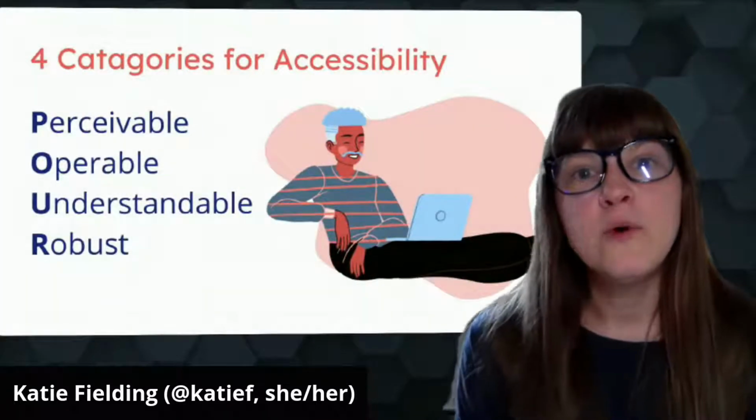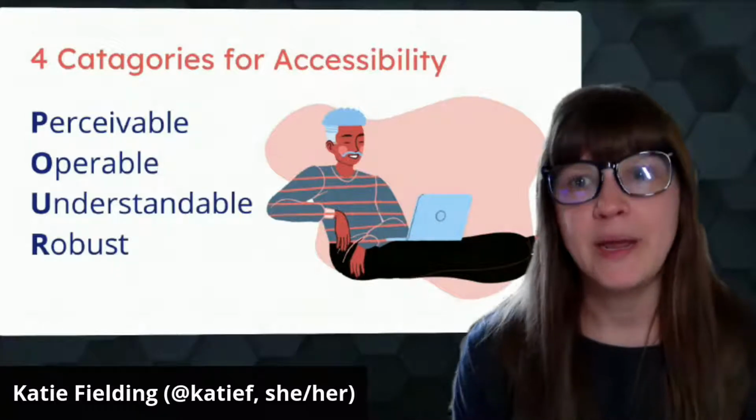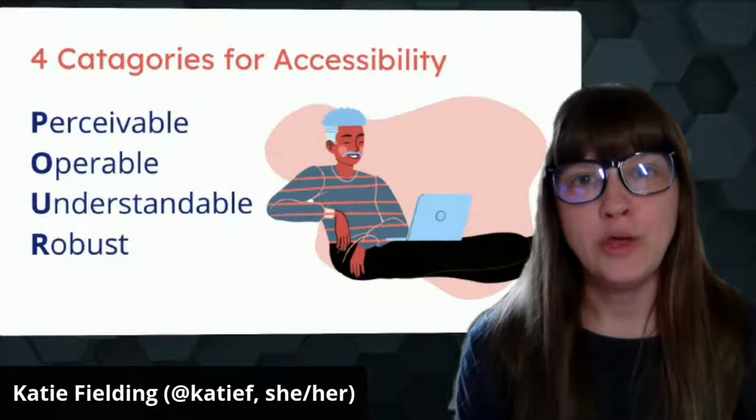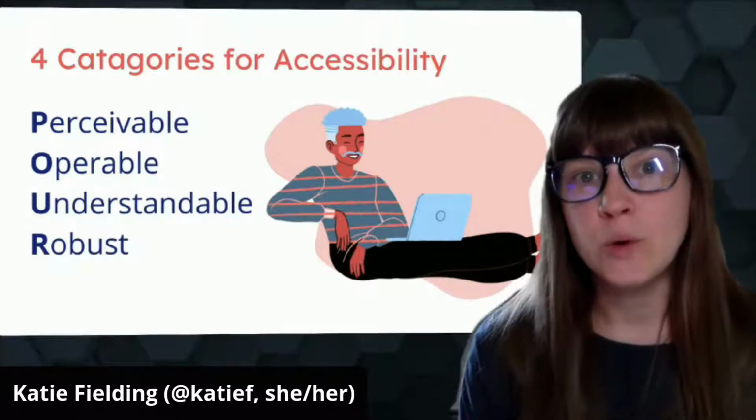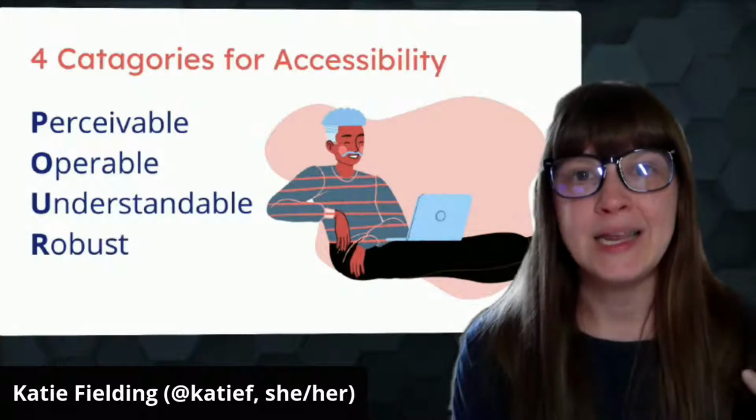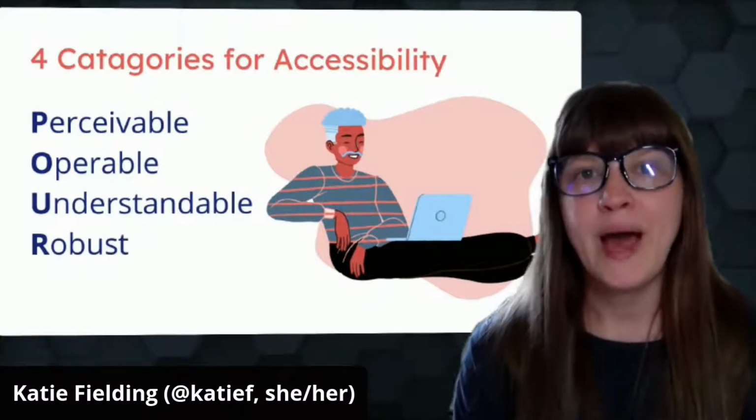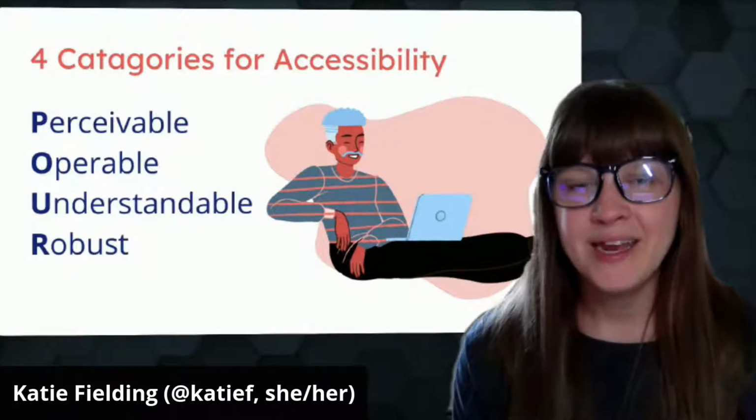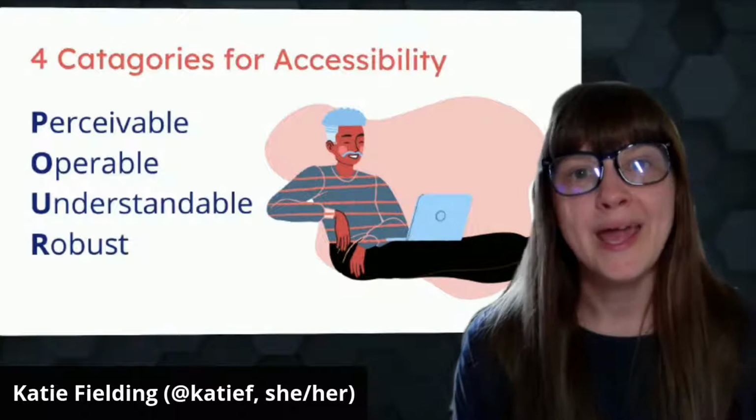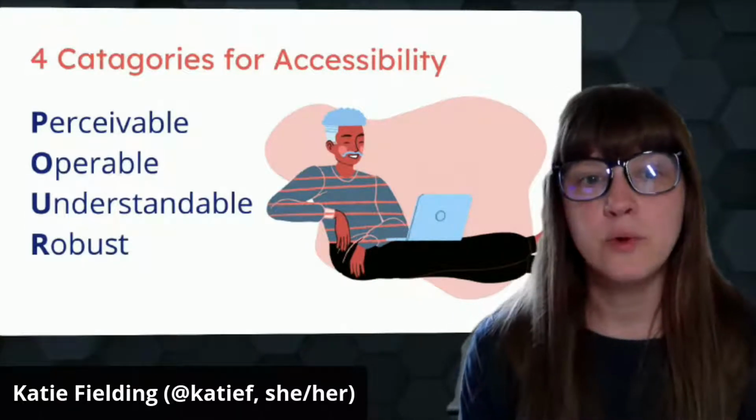So there are 4 main categories to web accessibility. We like to use the acronym POUR, P-O-U-R, to represent those 4 principles. The first one is perceivable, so what you can see and experience with your senses. The second is operable, so how it works and can be navigated. The third is understandable, so how comprehensible what is online is. And the fourth is robust.